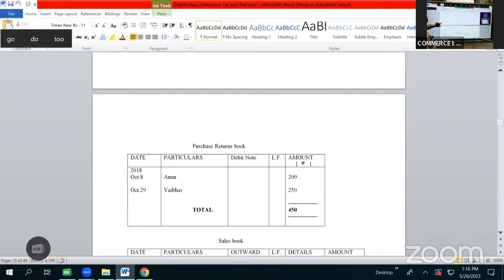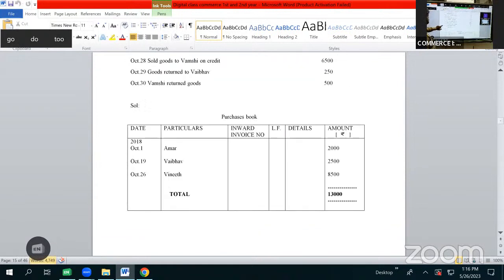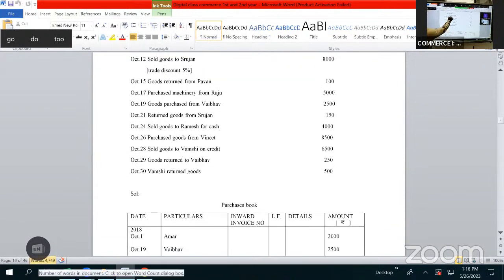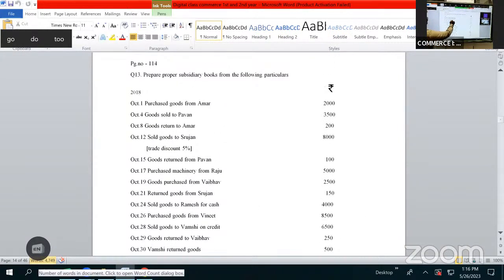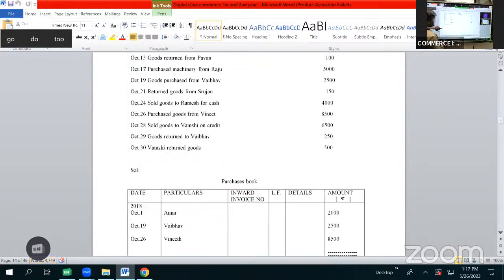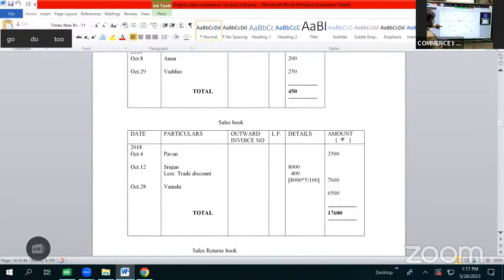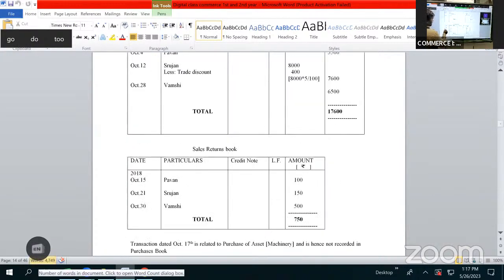Then after October 12, we have a transaction on October 15: goods returned from Pawan. So first check with the name. Here the name Pawan is specified, and we sold goods to Pawan on October 4, which was a transaction of sale. Now it becomes a transaction of sales return. So October 15 will be shown in sales return book. Here in sales return book, we'll be writing 2018 October 15, Pawan, 100 rupees.